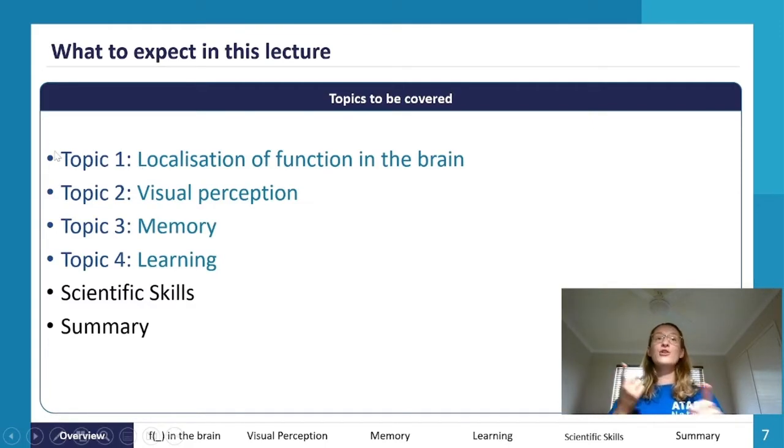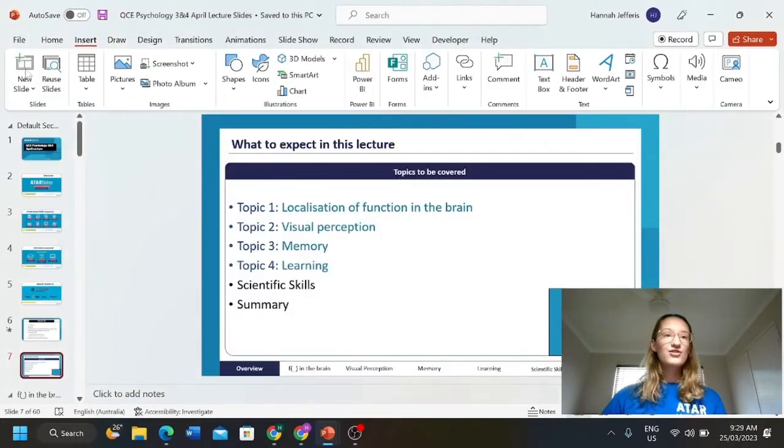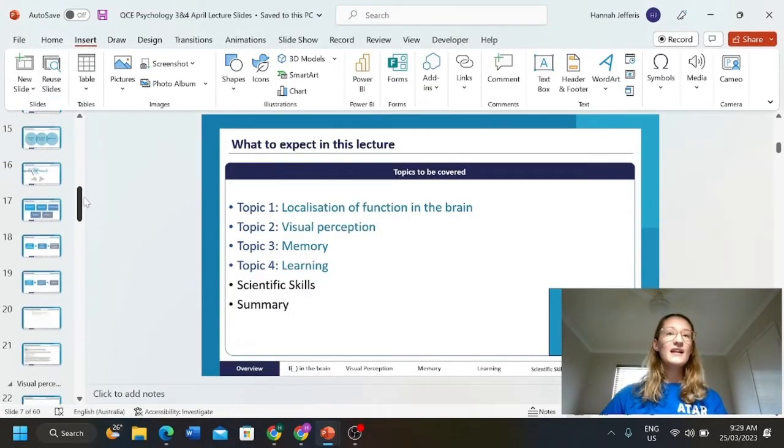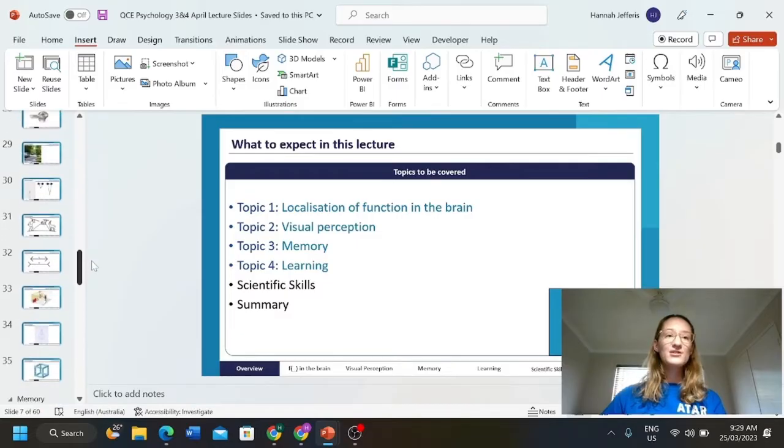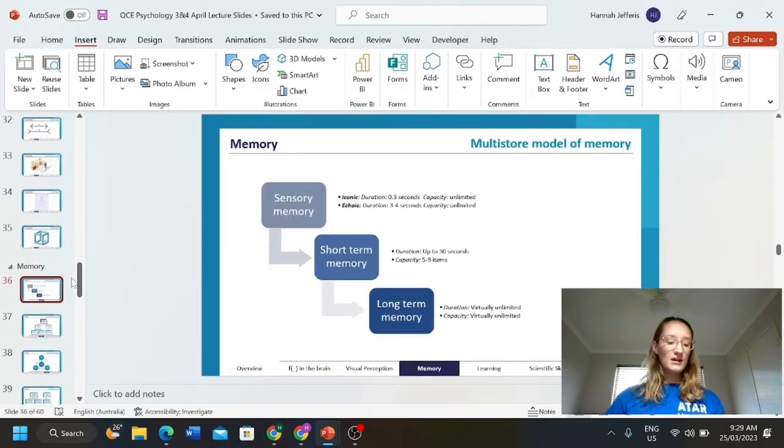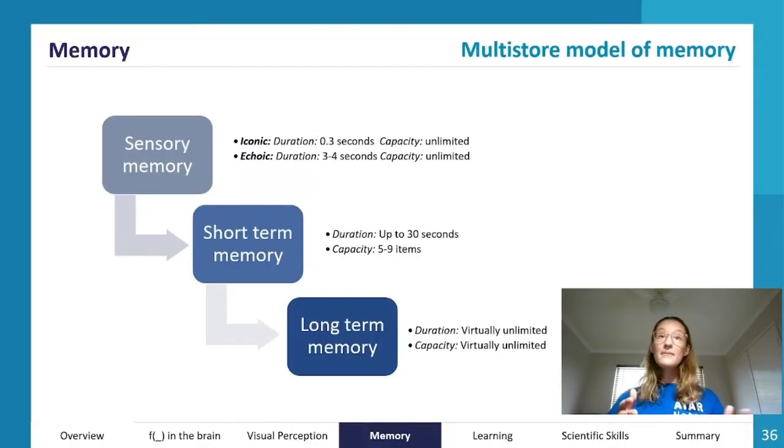Like I said before, we do have slides for topics 1, 2, 3, and 4. But I would actually like to skip past topics 1 and 2 for now and start with topic 3, to try and get a bit of a head start in memory and learning, which can be quite challenging concepts. So we're going to skip past localization of function and visual perception and get straight into memory. If we have time at the end, we might come back and do some quick revision on localization of function and our second topic, visual perception. But for now, let's have a look at memory.